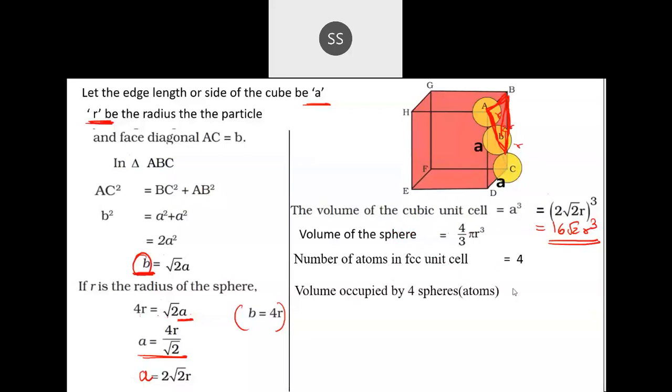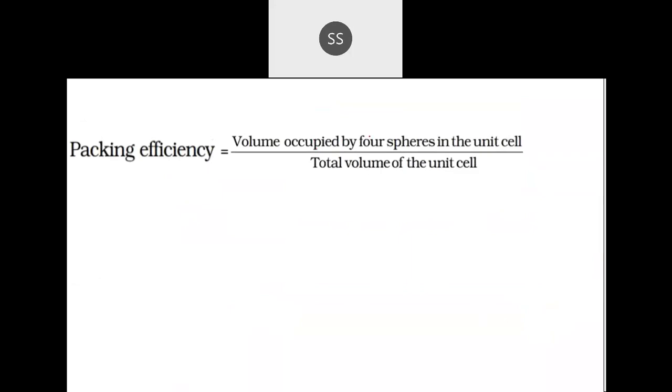So you will write volume occupied by 4 spheres. Volume occupied by 4 spheres will be 4 into 4 by 3 pi r cube. That you can multiply and write 4 into 4, 16 by 3 pi r cube. So this will be the volume occupied by 4 spheres. Then you have to substitute in the packing efficiency formula. You should write the packing efficiency formula correctly, where you write volume occupied by 4 spheres in the unit cell divided by total volume of the unit cell into 100.